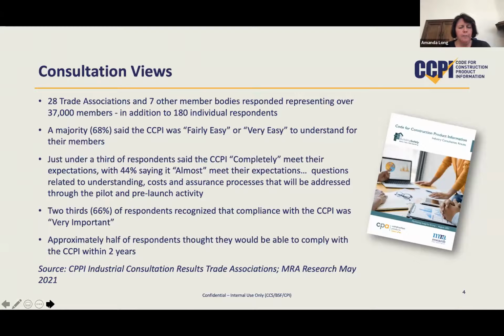certainly there was a lot of positivity about the possibility of being able to engage with the code. Although I think it's fair to say that the construction products manufacturing sector does also recognise that it's got a fair stretch to do with some aspects of the verification process.